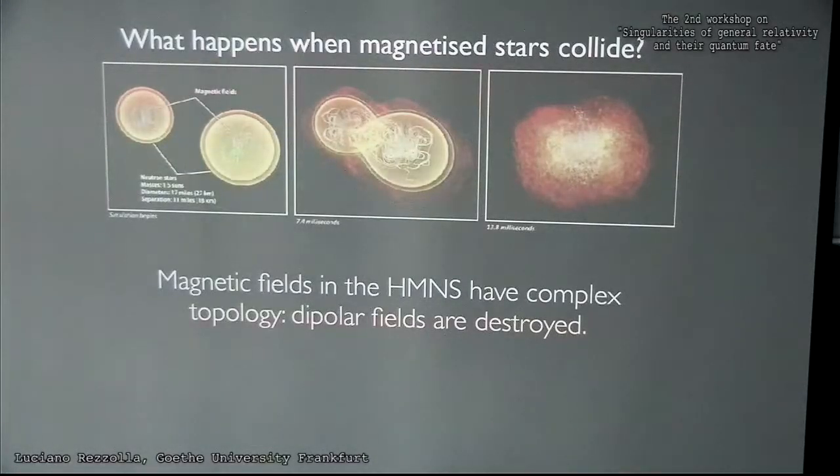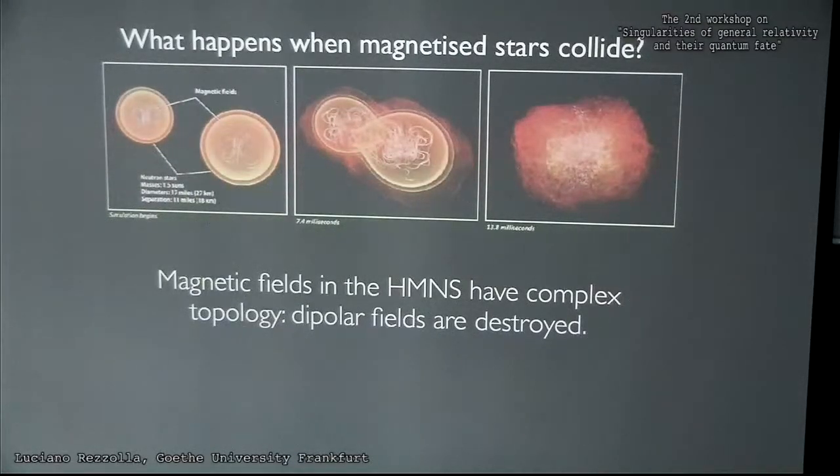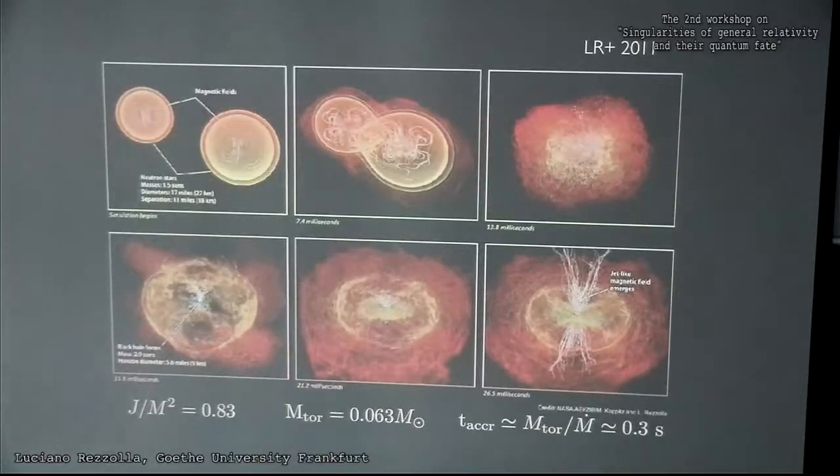These are the results of some simulations that were carried out in my group, where you show the magnetic field lines inside the star initially. At the merger, you still have pretty coherent magnetic field lines. Then there is the hypermassive neutron star stage where everything is sheared and distorted, so that whatever topology you start with is going to be pretty much destroyed at this point. And then after a black hole is produced, this is what happens.